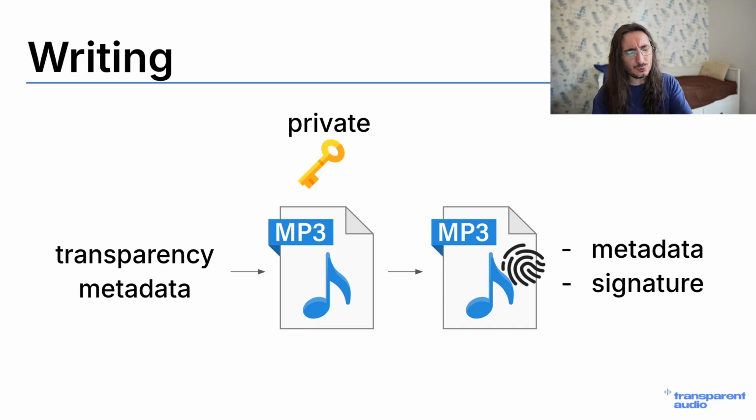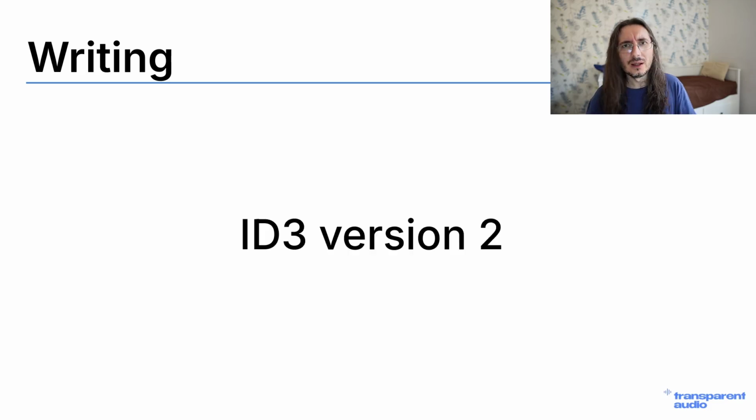Now, where do we store this information? Where are the metadata and the signature stored? Well, it's stored in a tag that's called ID3 version 2. That's a tag that's native to MP3s, but we use something similar also for WAV files. So we bundle all of that information into an ID3v2 tag.